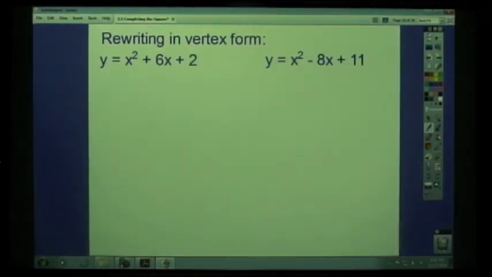Alright, so I got one for you to try here. Try the one on the left. The one on the right is the same one that we did just a minute ago. So try the one on the left. Pause the video.